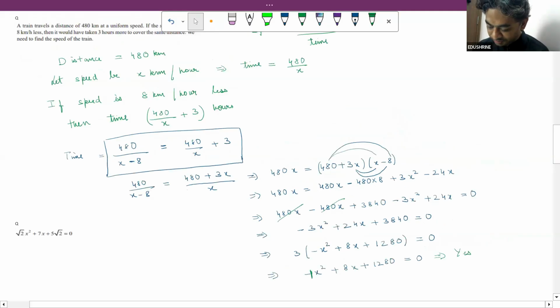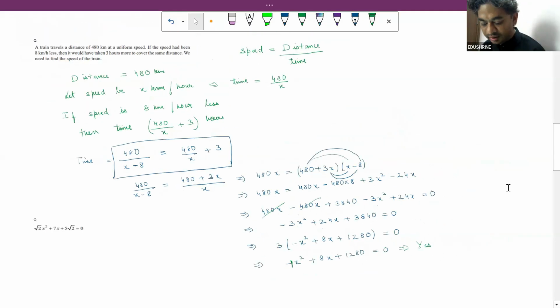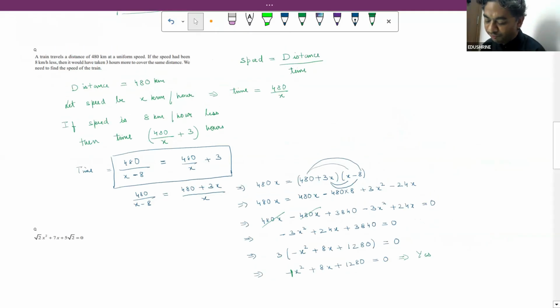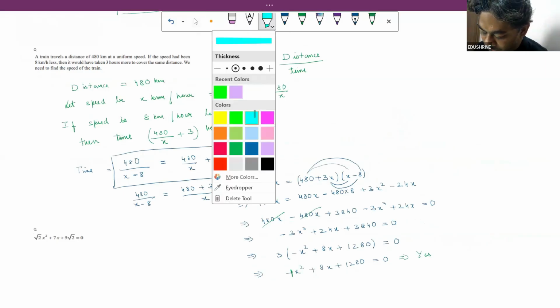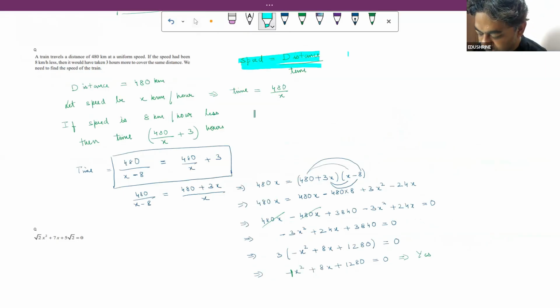Okay, so Uttam, understand the question. What is the question given? What is given to me? A train travels a distance of 480 kilometer at a uniform speed. The first thing that you should know is what is speed? Speed, I know, is the distance upon time. So this is the first information that you should have. Speed is distance upon time. So from here you can write also, time would be what? Time would become equal to distance by speed.